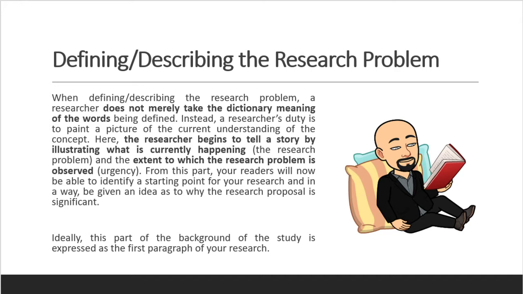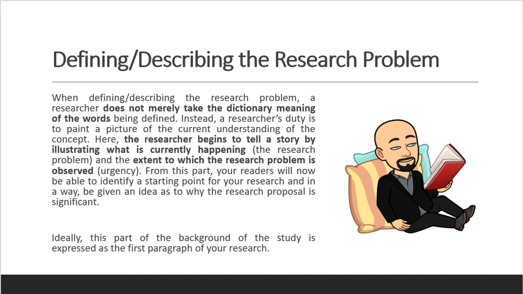So here, the researcher begins to tell a story by illustrating what is already happening, the research problem, and the extent to which the research problem is observed, or the urgency. So you're going to identify a problem, and then you're going to tell me why it is a big deal. So from this part, your readers will now be able to identify a starting point for your research. In a way, you're telling them this is where I would like to focus on in terms of this research paper. So how do we relate that to academic texts, since researches are examples of academic texts?